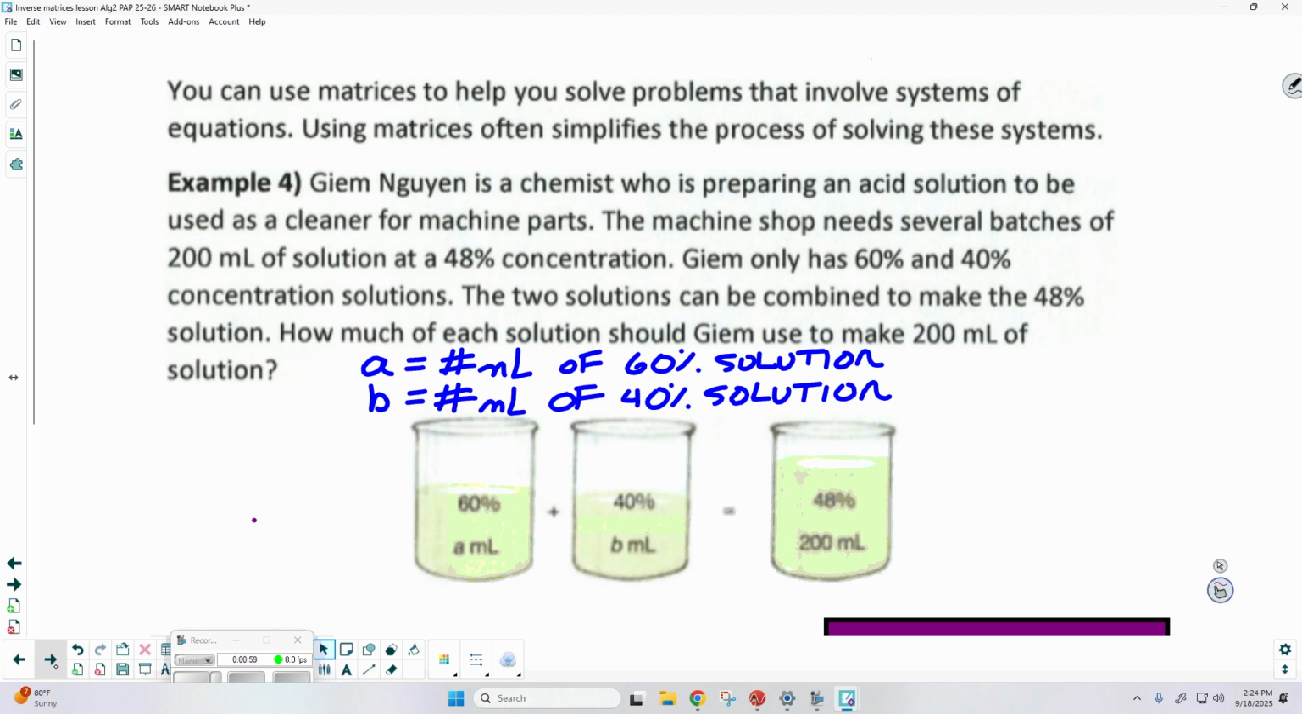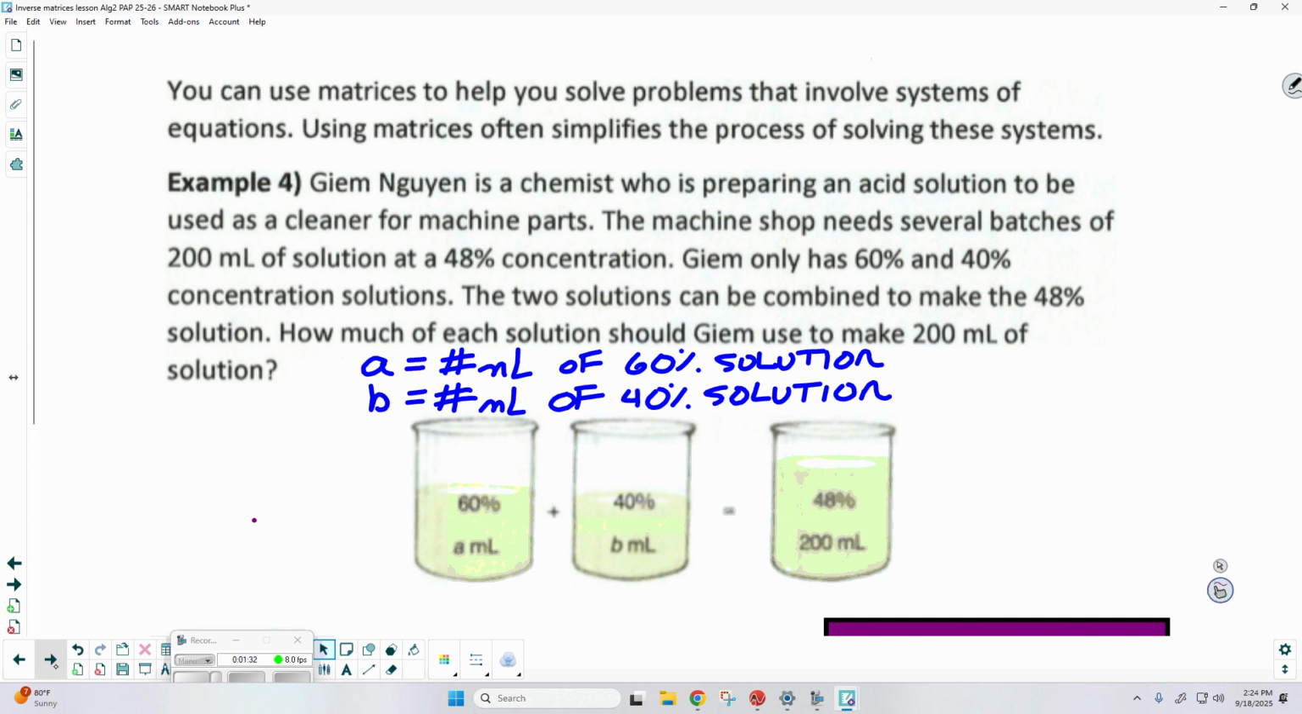Okay, so it says Nguyen is a chemist who is preparing an acid solution to be used as a cleaner for machine parts. The machine shop needs several batches of 200 milliliters of solution at a 48% concentration. Nguyen only has 60% and 40% concentration solutions, as shown here. The two solutions can be combined to make a 48% solution. How much of each solution should he use to make 200 milliliters of what we want?